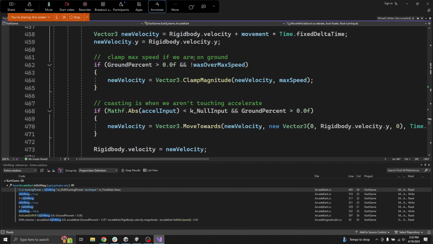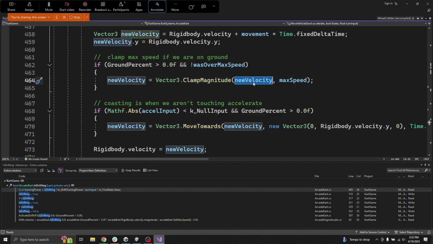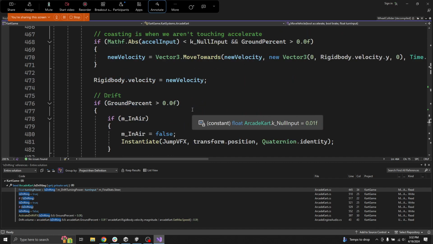So clamp max speed if we're on the ground. If ground percent is greater than 0 and we were over max speed, then clamp the magnitude of our vector3 new velocity to whatever our max speed is. When we're clamping the magnitude, the size, we're not adjusting the direction of this vector. We're just changing the scale of it, the magnitude of it, if it's gone past our max speed.